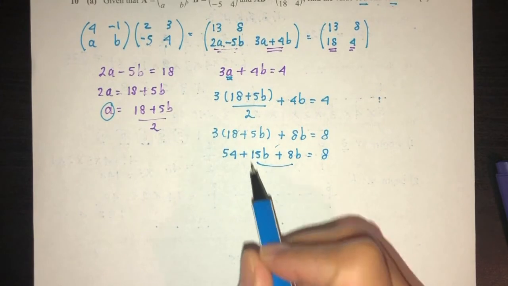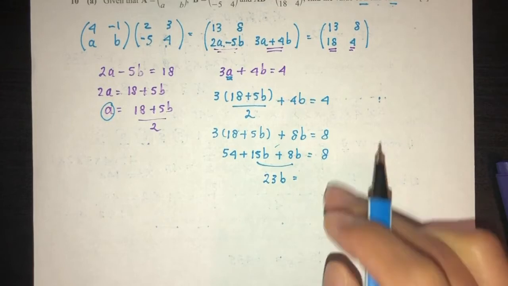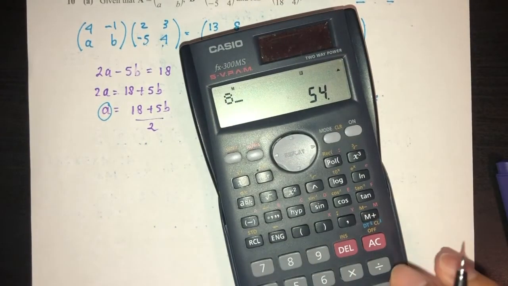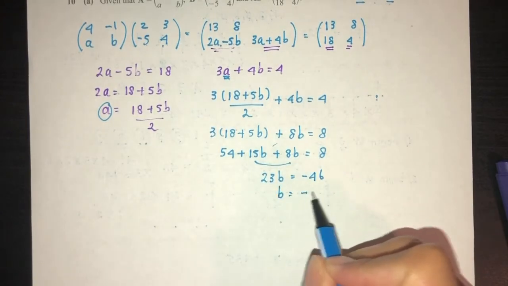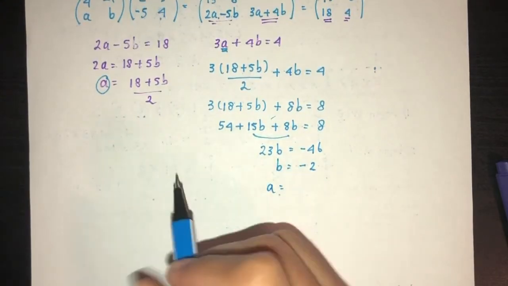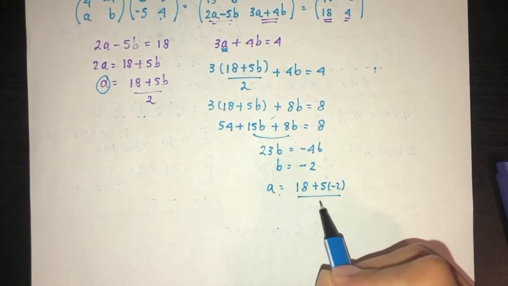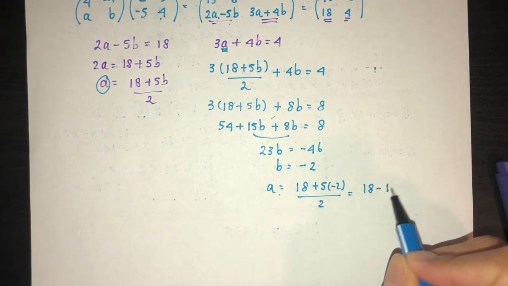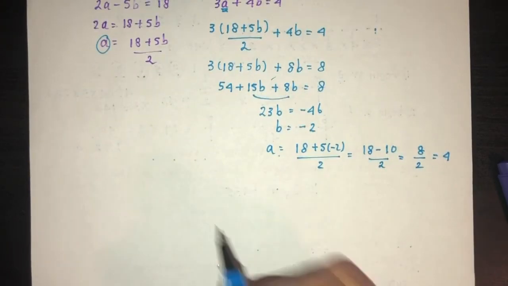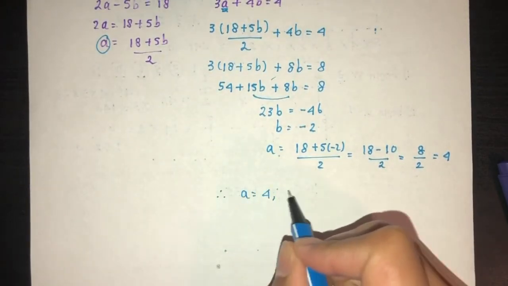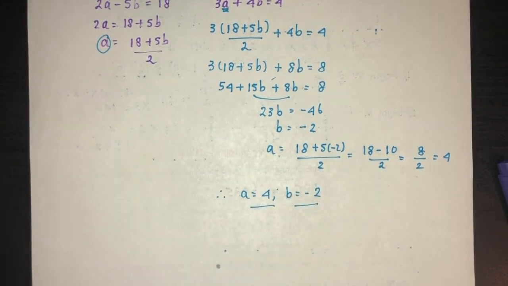Now let's combine these two. 15 plus this, that should give you 23B equal to 8 minus 54. That should be minus 46. So B will be minus 2, and A will be 18 plus 5 times minus 2 over 2. That will be 18 minus 10 over 2. That will be 8 over 2. That will be 4. So values of A is 4 and B is minus 2. That is your question 10, part A.